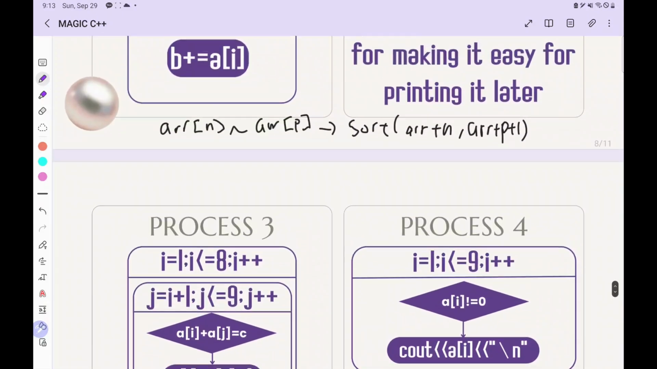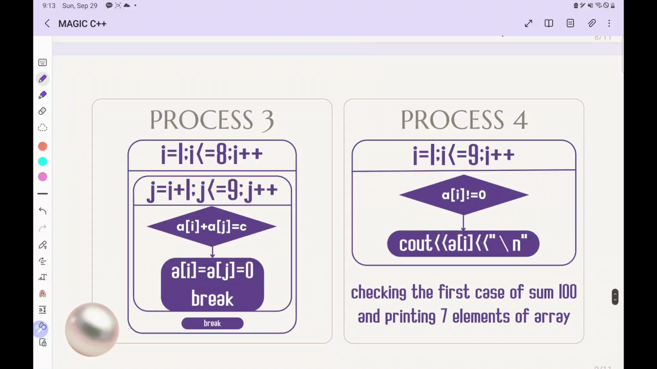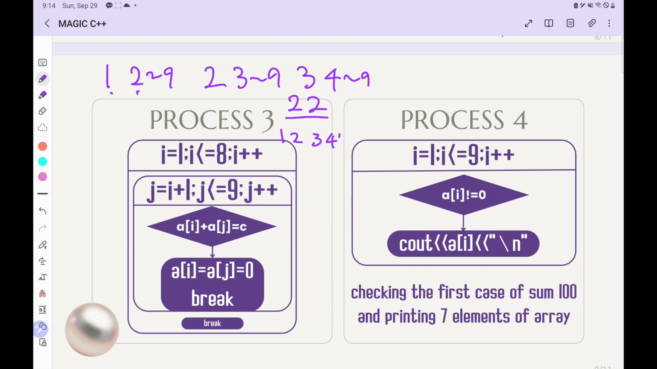So the third process is from I equals 1 to I equals 8, and j equals I plus 1 to j equals 9. So this means if I equals 1, j is 2 to 9. I equals 2, 3 to 9. 3, 4 to 9. And this makes every case counted, because 1, 2, and 2, 1 is completely the same. And we shouldn't check 2, 2, because this means among 9 numbers, we should only pick it one time, and we pick this 2 times. This doesn't make any sense, so we go from I plus 1 to 9.